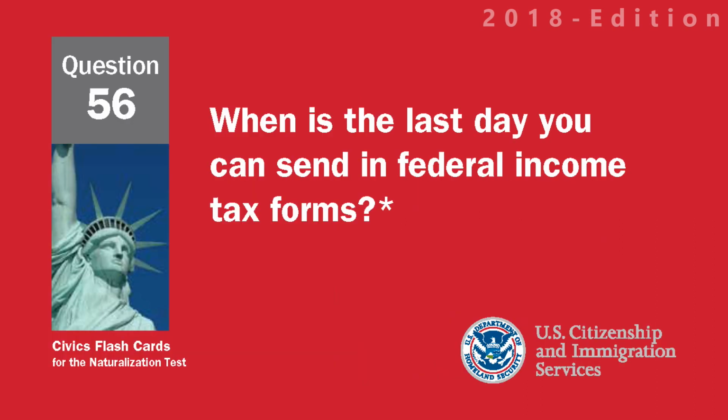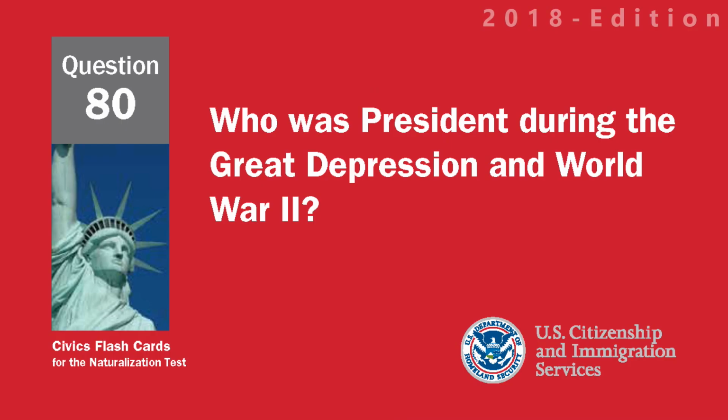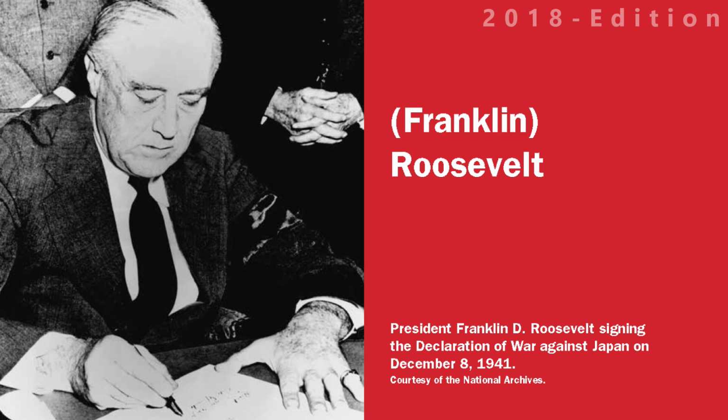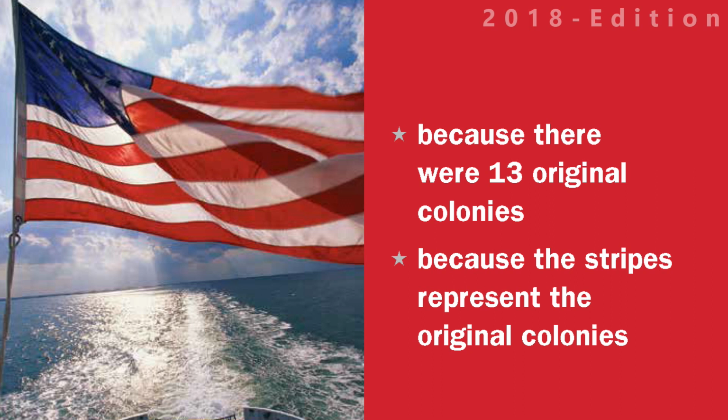When is the last day you can send in federal income tax forms? April 15th. Who was president during the Great Depression and World War II? Franklin Roosevelt. Why does the flag have 13 stripes? Because there were 13 original colonies. Because the stripes represent the original colonies.